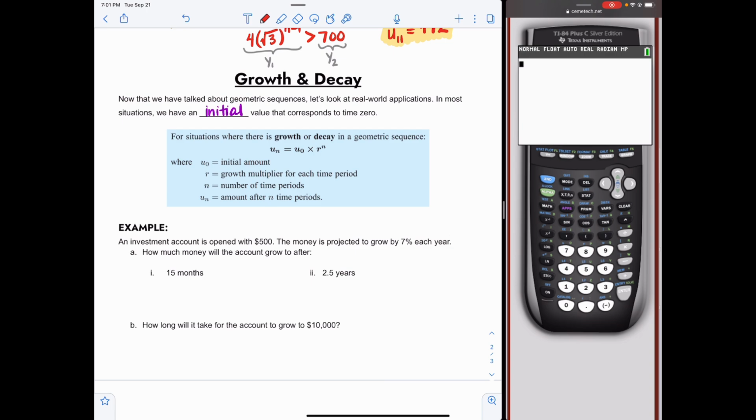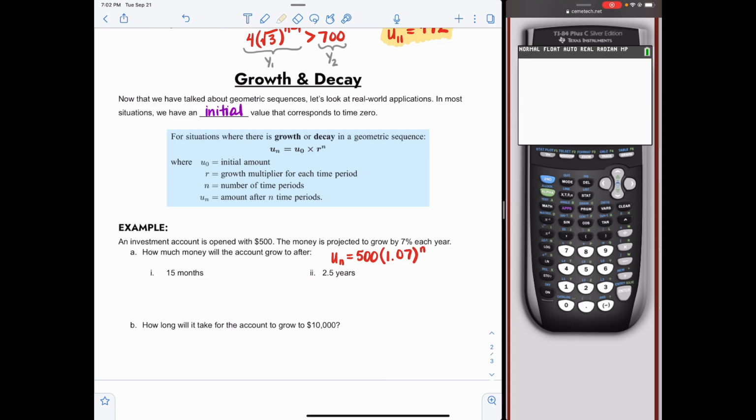So the first thing that you need to understand is that they said they want the money to grow by 7%, which means that we need to have 100% of what we started with plus an additional 7%. That means we want our U sub n to be equal to $500 that we started with, our initial value, times our growth multiplier, which is 107%, or in decimal form, 1.07 to the power of n.